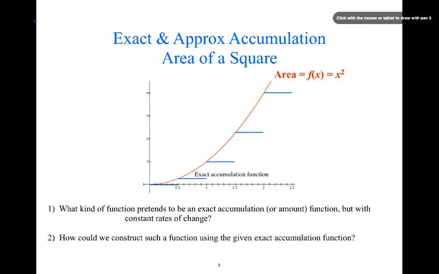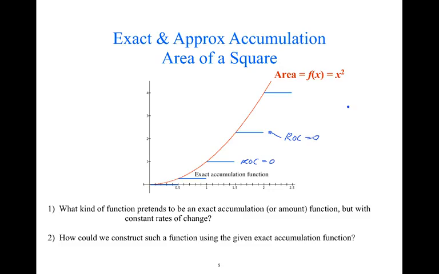So say this one right here. That doesn't represent a constant rate of change. It represents a constant area. What is the rate of change for that then? 0. And what's the rate of change down here for this constant area? 0. So this way of approximating this is basically just giving us a rate of change of 0 everywhere.